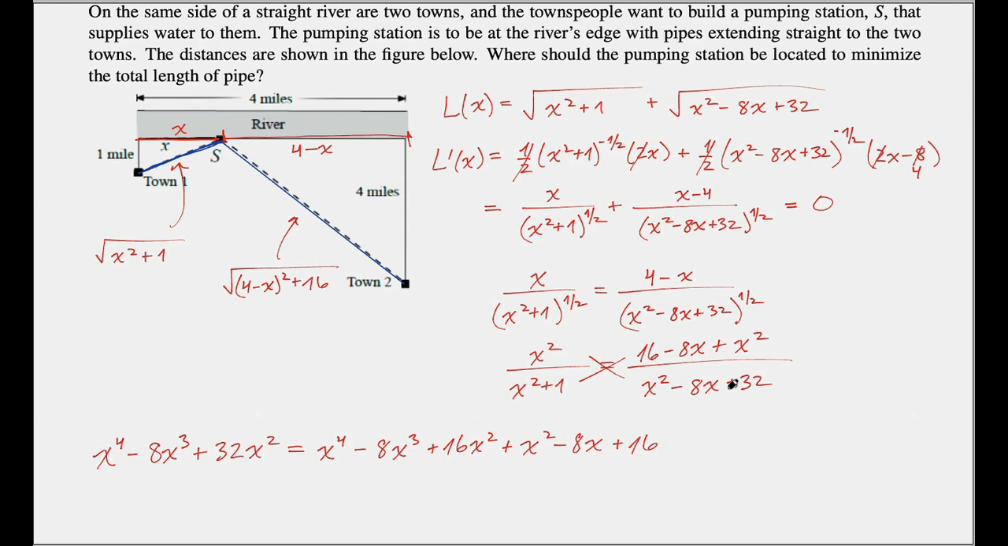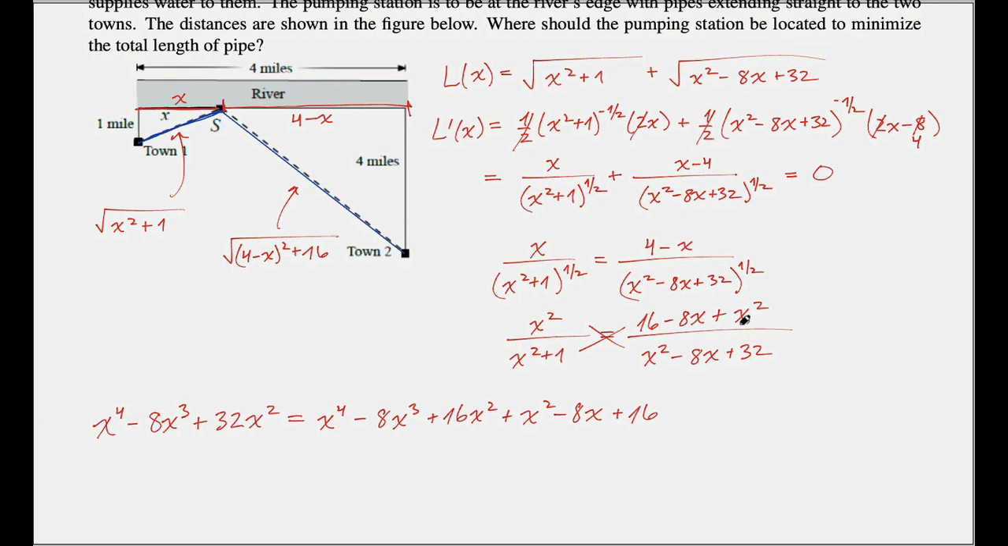All right, this is a fun polynomial to solve. Let's go ahead and move everything to one side because lots will cancel. If we subtract x squared from both sides, we see that it cancels. X to the 4th from both sides. And if we add 8x cubed to both sides, that's going to cancel as well.